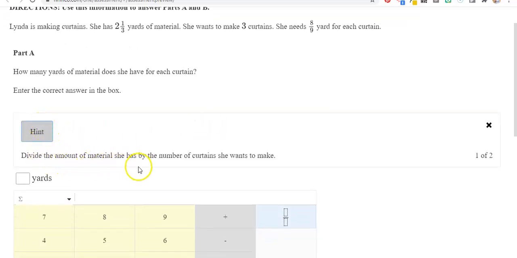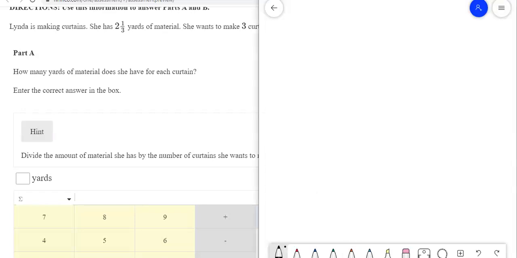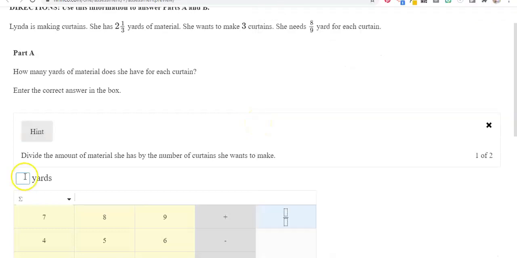So we're going to divide the amount of material she has by the number of curtains she wants to make. So she has 2 1/3, and she wants to make 3. Remember, when we have a whole number, we put a 1 underneath of it. 2 times 3 is 6. 6 plus 1 is 7. So 7/3. Division changes to multiplication, and then we're going to flip. So I get 7/9. So we're going to put 7/9 here.